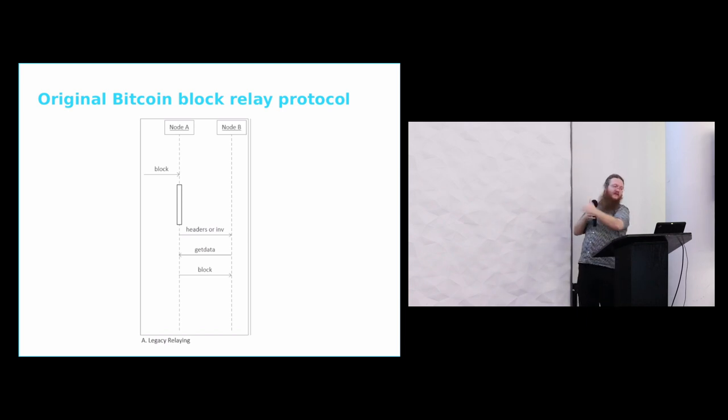Time goes down. So a block comes in. There's a chunk of validation. The node sends across an inv message, "Hey, I've got this block." The other side responds with, "Hey, give me that block." It responds with, "Here is a megabyte of data." Boom. And that's the original block relay protocol.